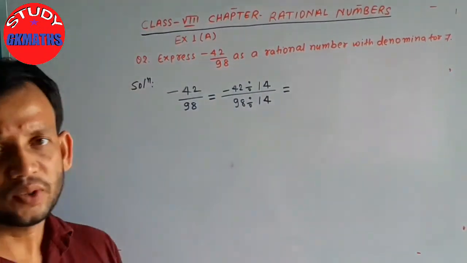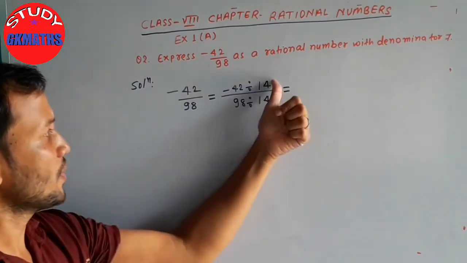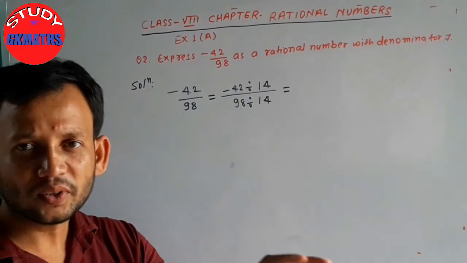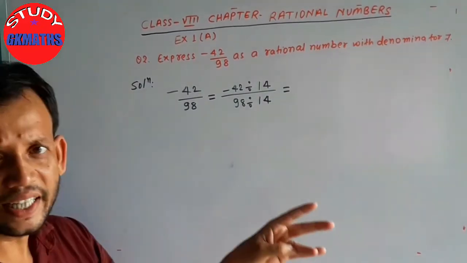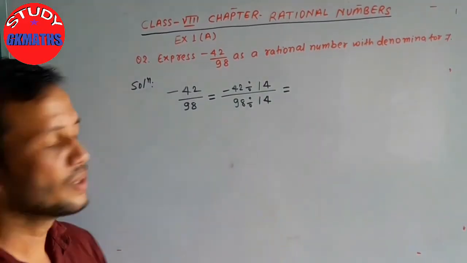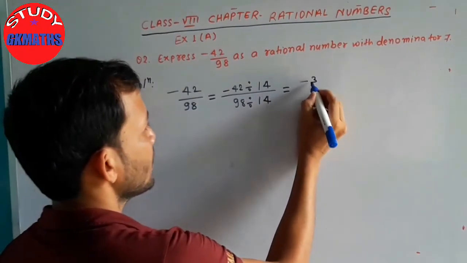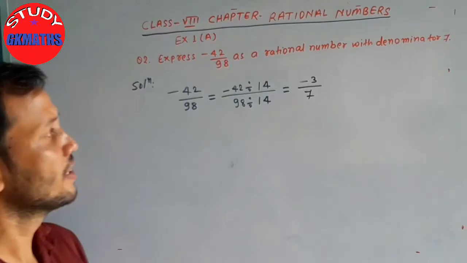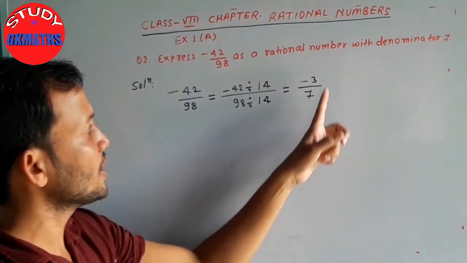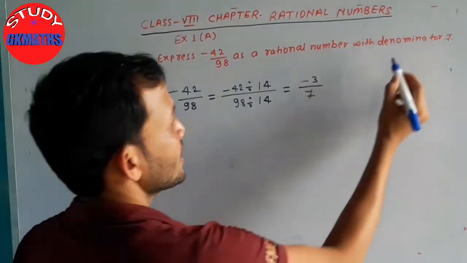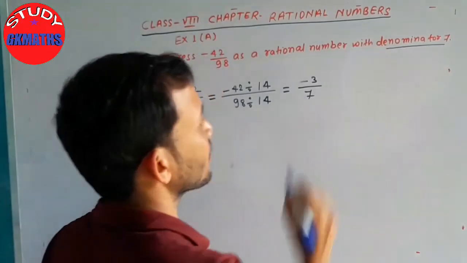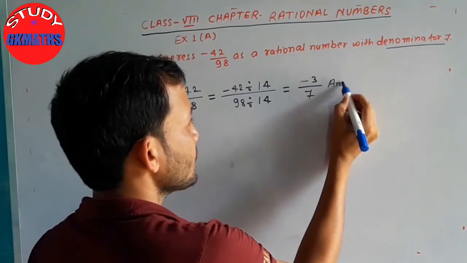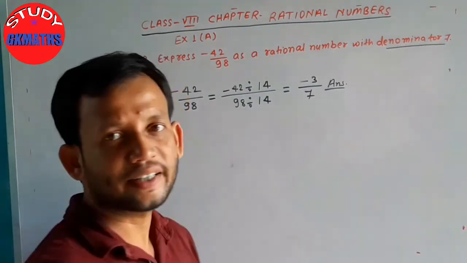Then you should divide by 14 in the denominator part and 14 in the numerator part. Just calculate the 14 table. 14 ones are 14, 14 twos are 28, 14 threes are 42. So the result is minus 3 upon 7, because 14 times 7 is 98. Your denominator is 7 and numerator is 3. The denominator should be 7. This is your answer. Now I take the next question.